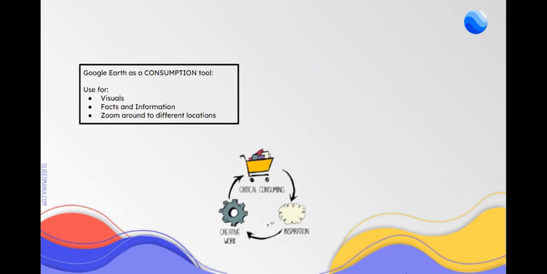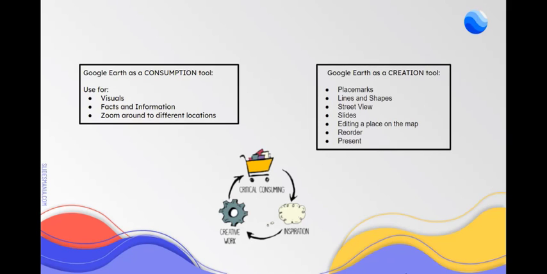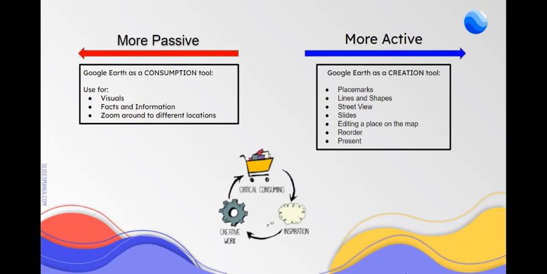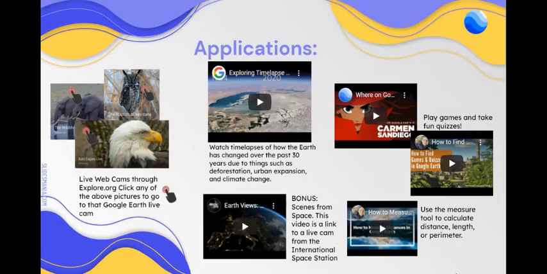So remember in the previous slide, I discussed a little bit about Dr. Spencer and his idea of moving from being a critical consumer to becoming a creator. So if we apply this to Google Earth as a creation tool, we can see that there are lots of different things that you can do with it. And we are going to talk a little bit more about some of these things today in this session. So we're going to be moving from a more passive use of Google Earth to a more active use of Google Earth. So let's dive into some of the many applications in Google Earth.